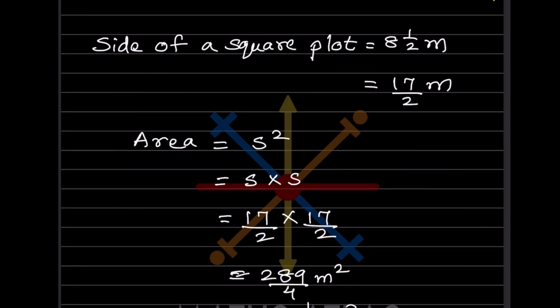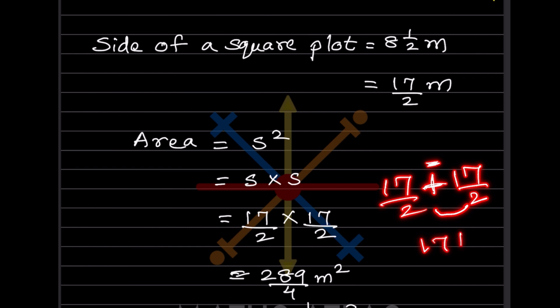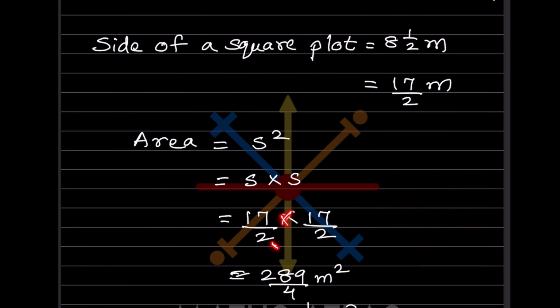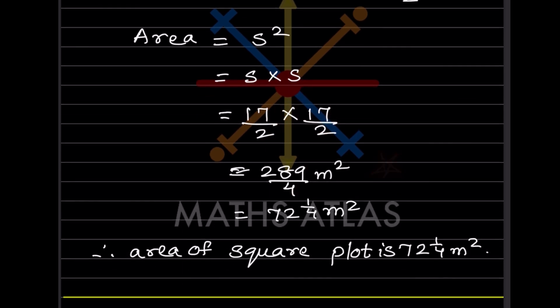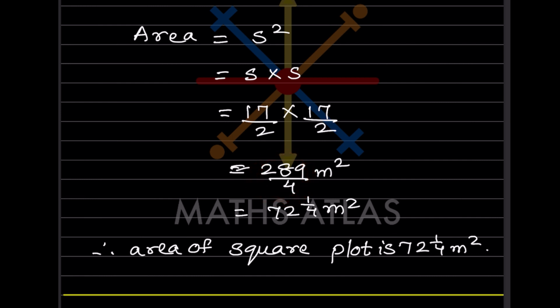And here, one more thing: when you are writing in a fraction, whenever there is a plus or minus sign, you take the LCM and write 17 plus 17 divided by 2, or 17 minus 17 divided by 2. But whenever there is a multiplication, even if the numbers are the same, you have to multiply these two numbers. This is very important. So 17 into 17 is going to be 289, and this is going to be 4 and not 2. So remember this step. Now when you divide this, that will be 72 1/4 meter square. So the area of the square plot is 72 1/4 meter square.